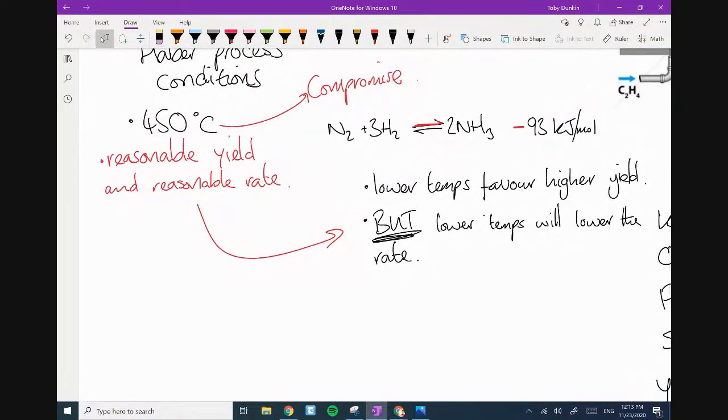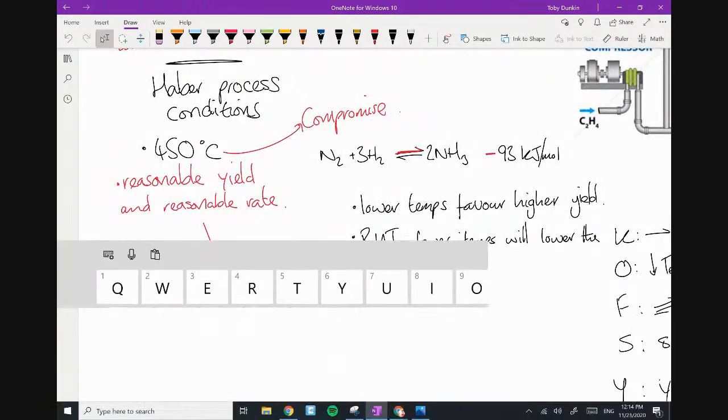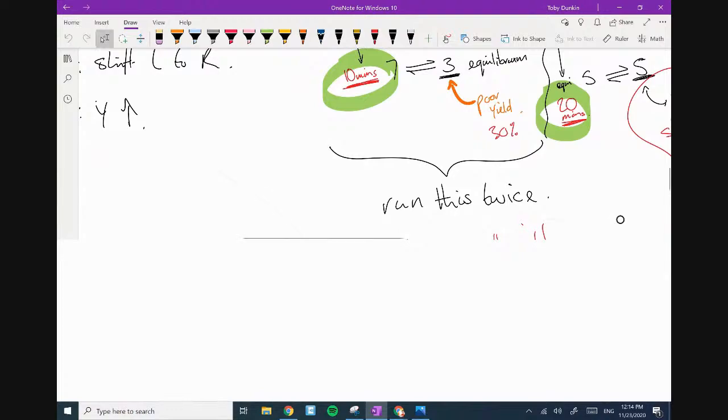Can I just point out, pretty much all industrial equilibriums have this. They all seem to suffer from a similar problem, so they all gain their own compromised temperature.